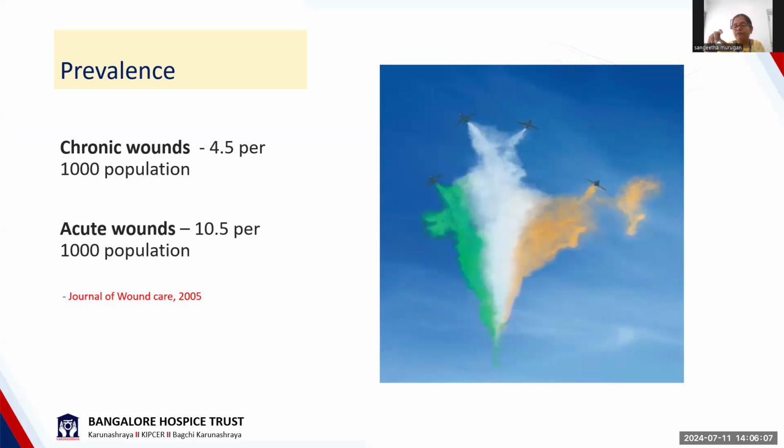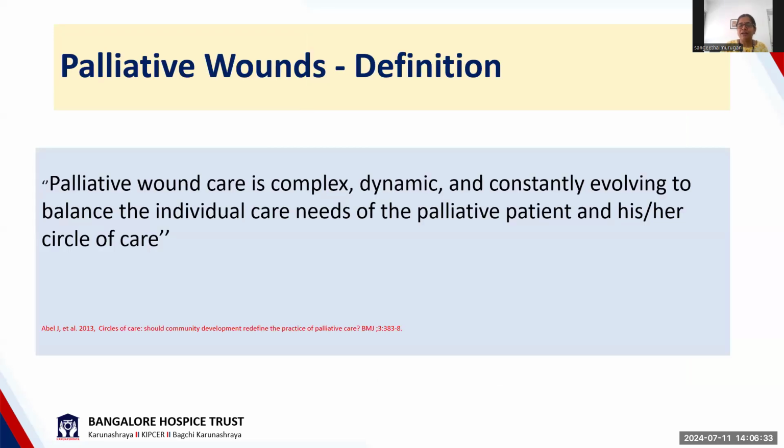With the 10.5, you know how to manage an acute wound, you know how to provide care, and you know that if you take care of that wound, the patient will heal. The patient will become normal and can start their routine. But in the case of a chronic wound, that is not going to happen. The wound will be there as it is, the problems will be there, and you have to work a lot. That's how management becomes a little difficult when you handle chronic wounds. So our focus in palliative care is on chronic wounds, not acute wounds.